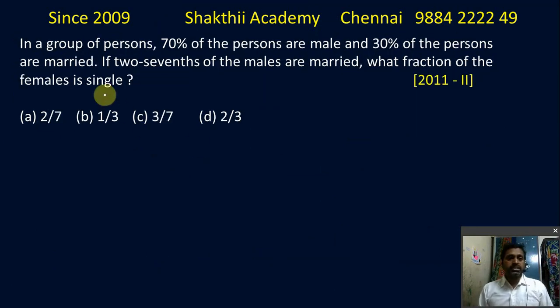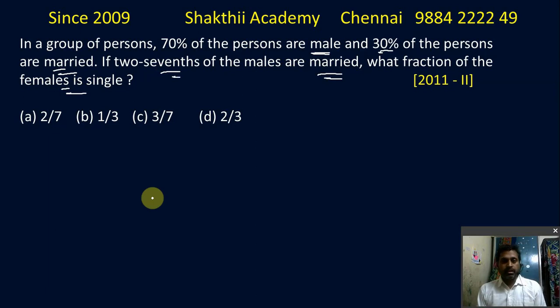We'll move on to the next question. In a group of persons, 70% of the persons are male, 30% of the persons are married. If 2/7 of the males are married, what fraction of the female is single? See, when you see the question, it appears a little bit confusing, but you don't have to bother about it. Simply put a table, you will get the answer in a faster and easier way.